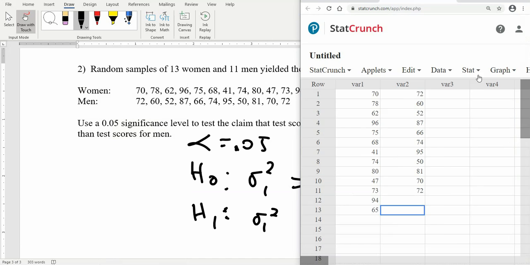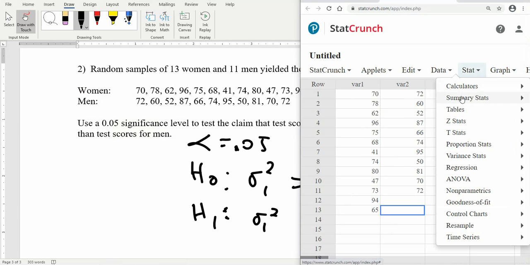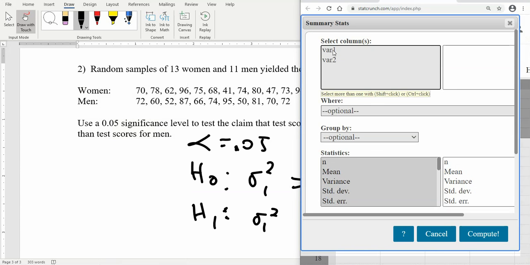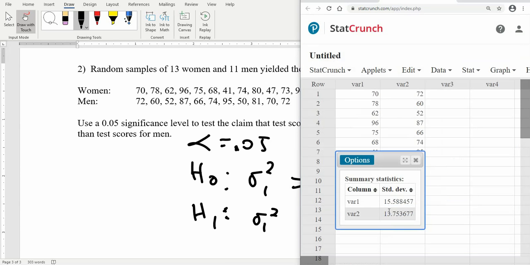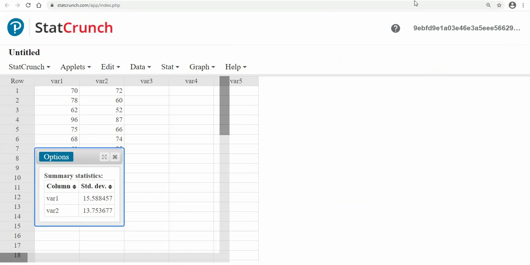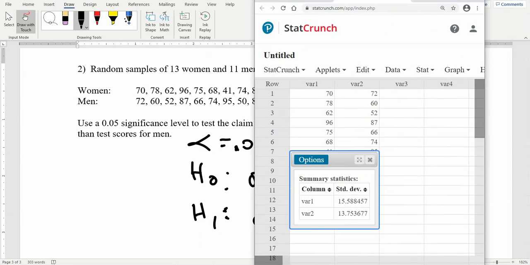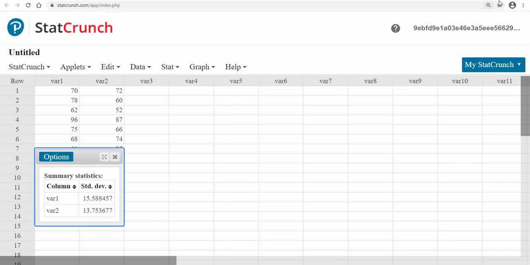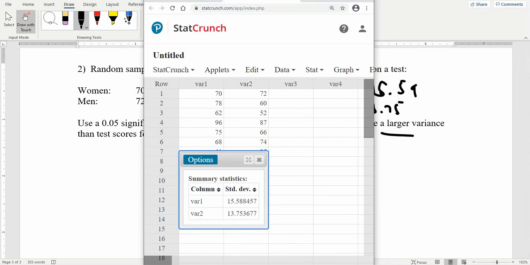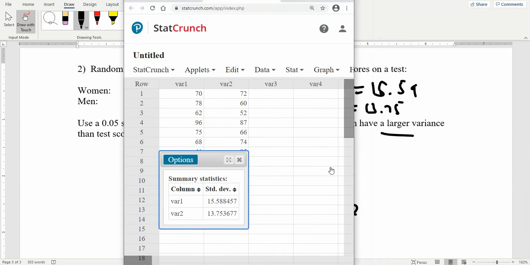They're already in there. So I go to stat, then summary stats, columns, do var1, var2, and then just go to standard deviation and click compute. And I can see those values I just found. I'm always hesitant to move that because it doesn't want to act the way I need it to. Just so you can see how much faster it was with StatCrunch.